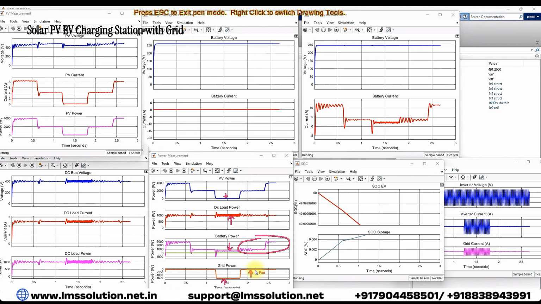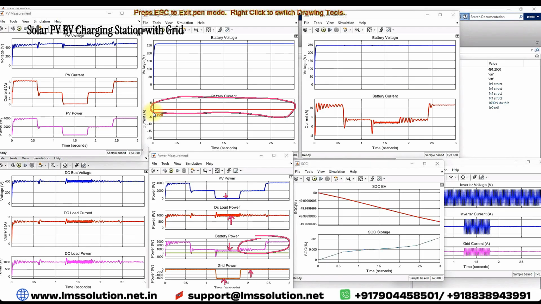This is when we are connecting the EV into the system. Here you can see that the storage battery current is always 0, because when the EV battery is connected to the system, the storage battery is disconnected, so it is not taking any charge. Here you can see the variation of battery current, the variation of DC bus voltage, DC load current, and DC load power. This is the variation of PV voltage, PV current, and PV power.